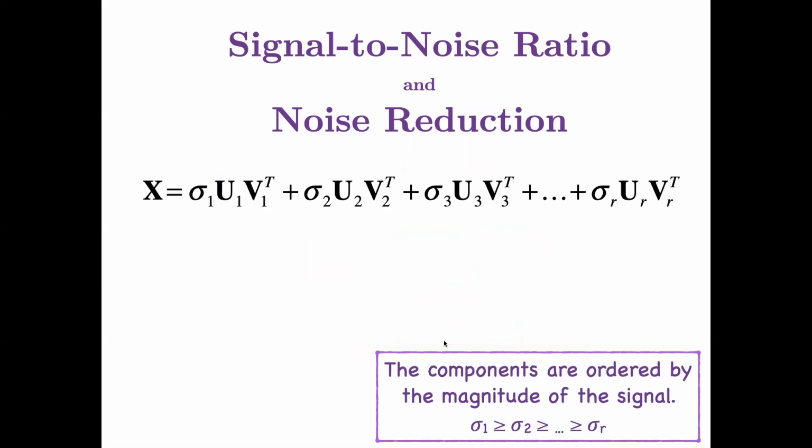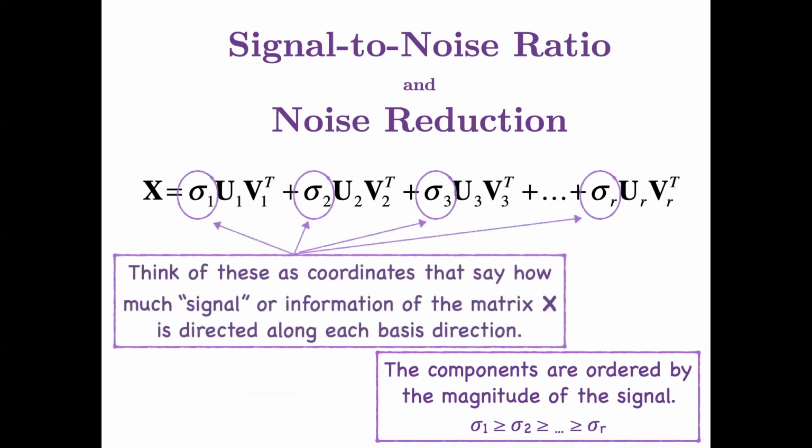And the components are ordered by the magnitude of the signal. So the amount of X that is pointed in this direction is sigma 1, and that is the greatest amount of X pointed in any direction. And then sigma r is the amount of X that points in this basis direction, and that's the smallest amount of X that's in any direction. And so we think about these coordinates as saying how much signal or information of the matrix X is directed along each basis direction. And it decreases as you move from the front of the sum to the rear of the sum.